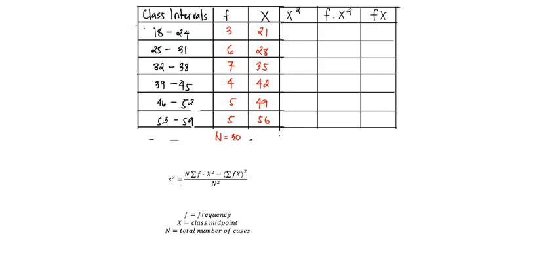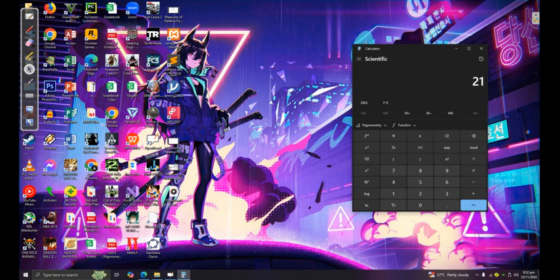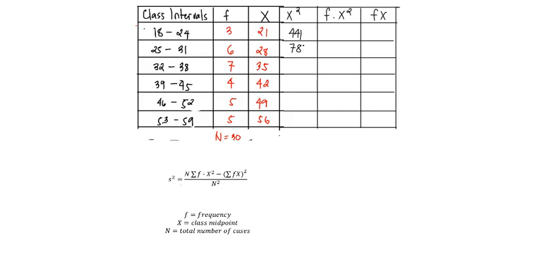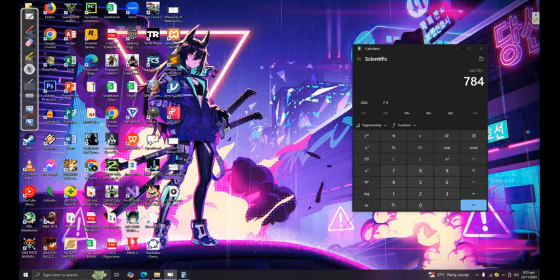Okay, now let's try to calculate first the x squared. So we are going to focus here on the class midpoint and square each of these values. So 21 times 21 is basically 441. But let me confirm that. 21 times 21 is 441. Good. And then let's move on to 28. So that is 28 times 28, which is 784. And then let's do 35 times 35, which is 1225.